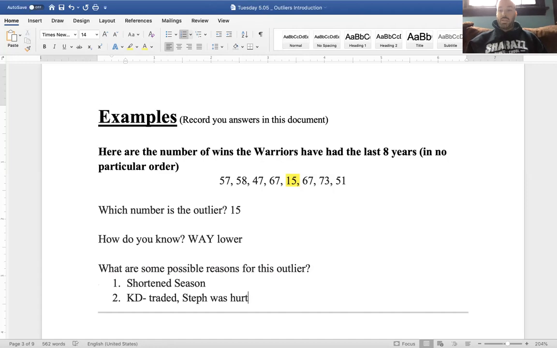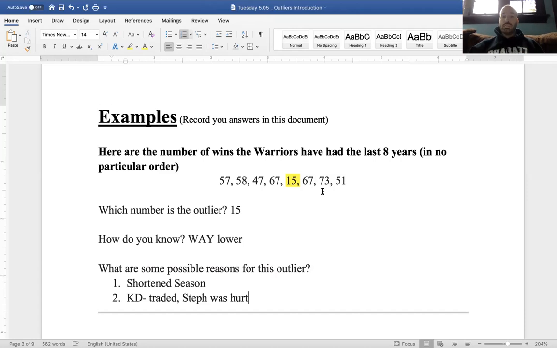All of their main guys were not playing this year, and Draymond Green, although he went to Michigan State, and I'm a huge fan, he's not able to carry the Warriors like the team that had 73 wins. So that's another reason why they had this outlier, this number that's not like any others.